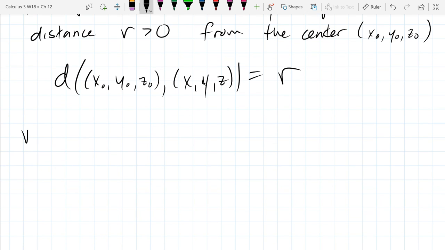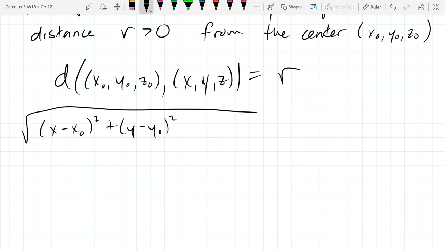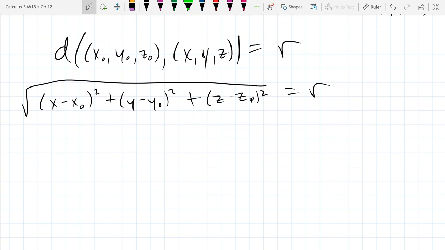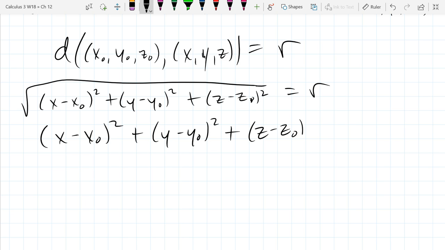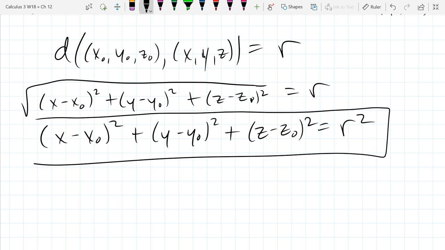And we'll write that: the square root of x minus x naught squared plus y minus y naught squared plus z minus z naught squared equals r. And most people don't like square roots, so we'll just square both sides. And it will look just like the circle equation. So that's a sphere with center x naught, y naught, z naught, and radius r.